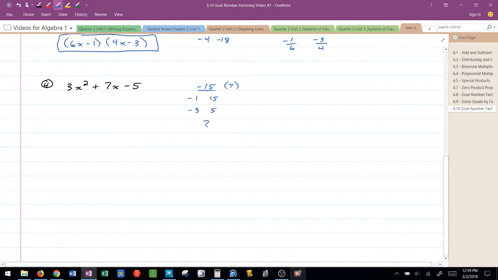Uh-oh, I'm out of factors. When there are no factors that will multiply to give you negative 15 and add to give you 7, when none of those will work, then this factorization is actually, right now, we're going to call it prime. Prime means the only factors are 1 and itself. So in other words, 1 times 3x squared plus 7x minus 5 is the only way to get that.